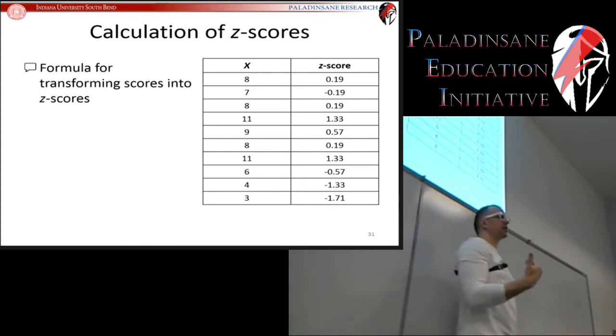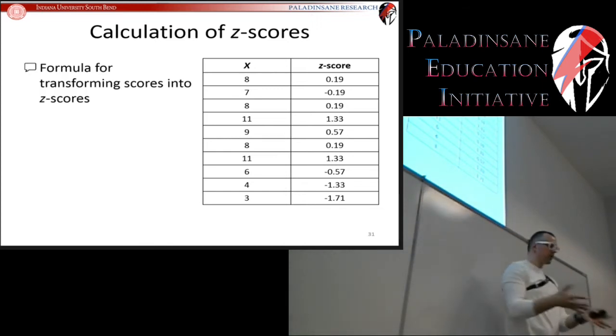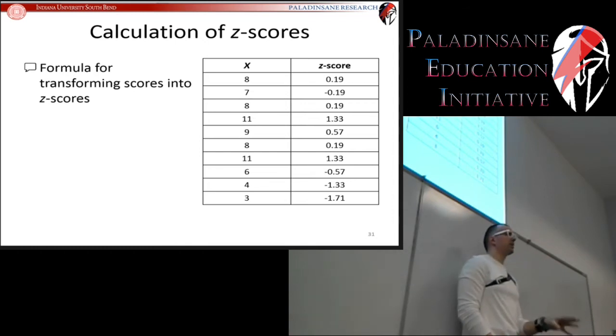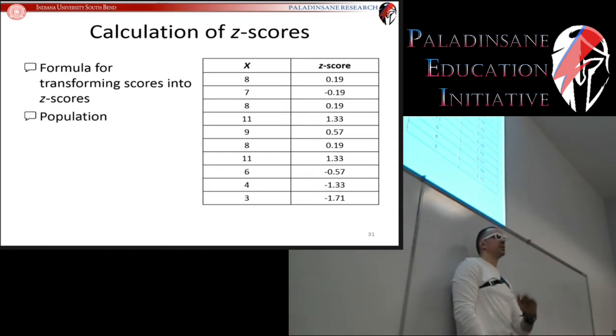Well, the formula for transforming raw scores into a z-score, if you're dealing with a population or a sample, is basically the same formula, basically the same idea. A z-score is going to equal your raw score minus your population mean. So if you're dealing with population raw scores, your z-score is going to equal your raw score minus your population mean, and then all of that divided by your population standard deviation.